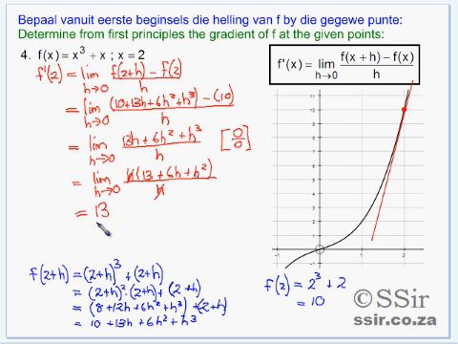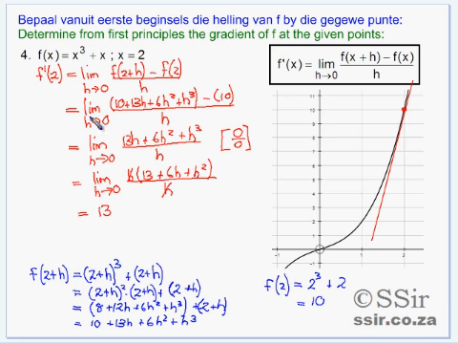So what we've calculated here is that the gradient of the function f, there where x equals 2, is 13. This means on the graph that here where x is 2, the gradient of the third order function f at that point will be 13, or the gradient of a tangent to that point will also be 13.